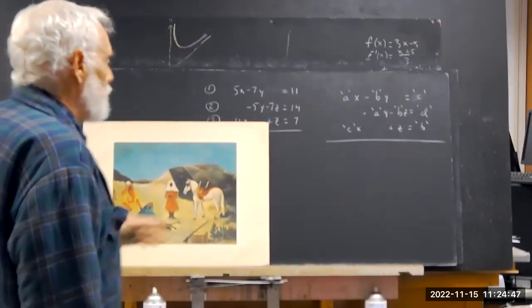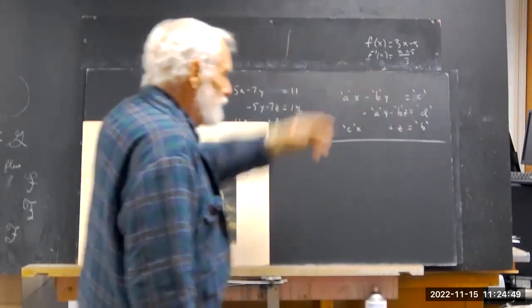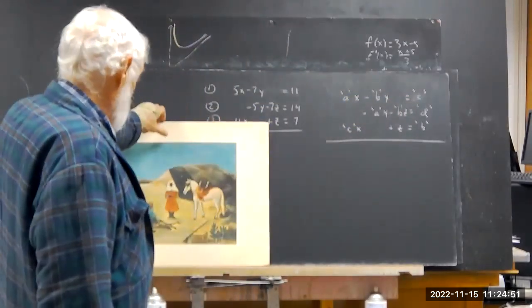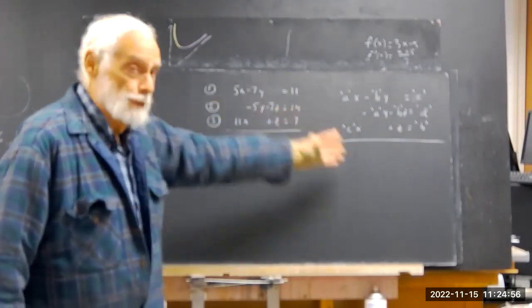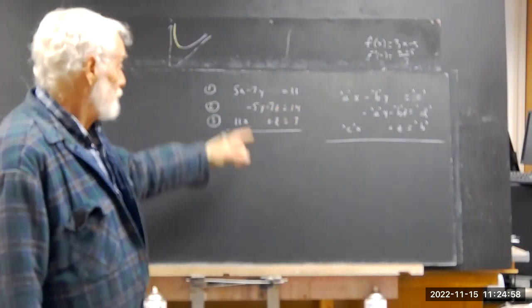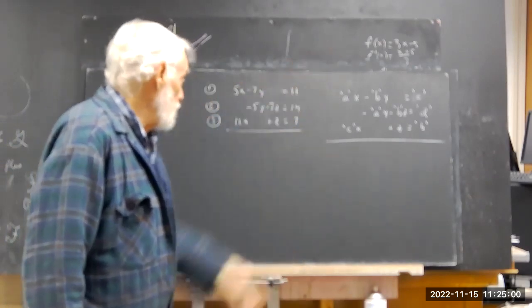Okay, so we have a system using whatever numbers belong to you. One example of the system might be this, using 5 for A, 7 for B, and so on.